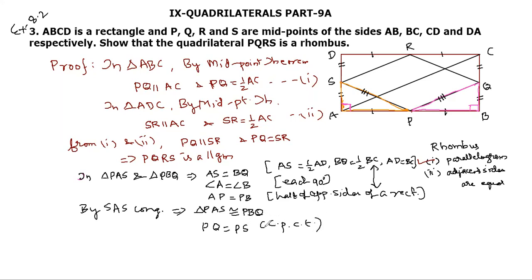Therefore, this shows that adjacent sides are equal in a parallelogram, then it is a rhombus. Second part, adjacent sides are equal. Only one pair of adjacent sides, any one pair, being equal shows that PQRS is a rhombus.